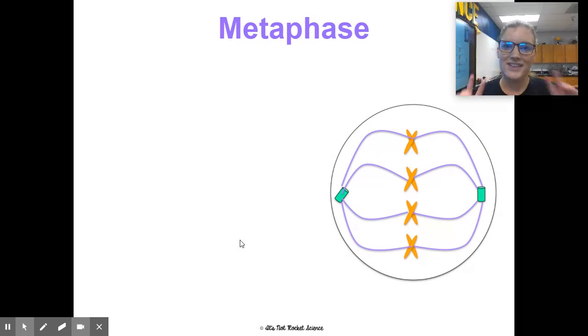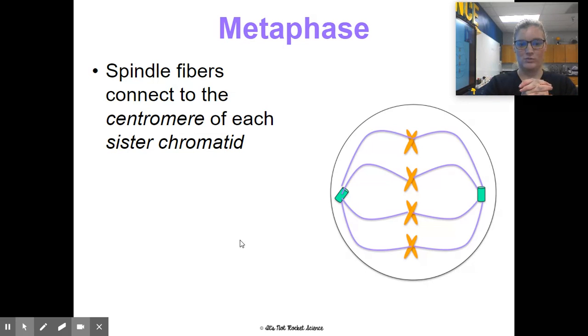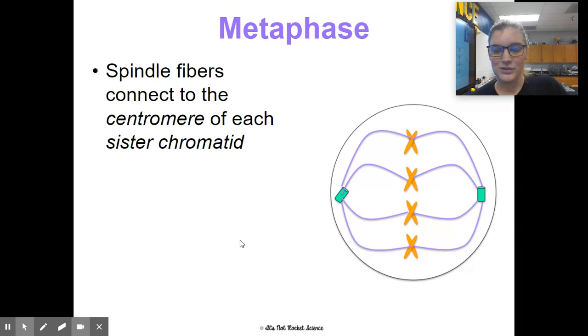In metaphase, this is the meet in the middle phase. So the spindle fibers are going to connect themselves to the centromere, or that like place where our sister chromatids are hugging. And they're basically going to try to grab the breadsticks.